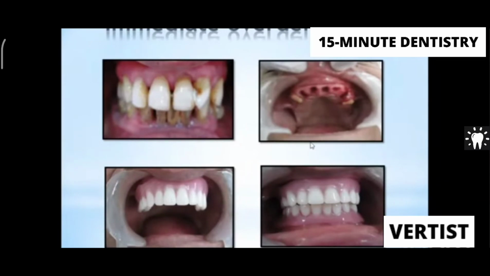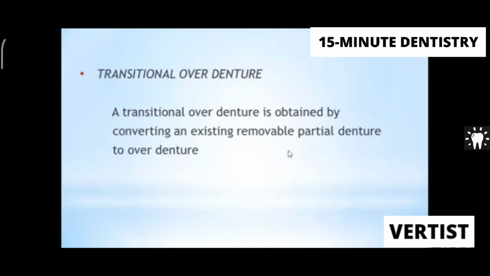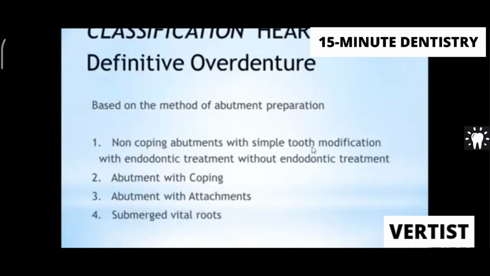So this is immediate denture. There is something called the transitional overdenture, which is nothing but the existing removable partial denture, which can be converted into the overdenture. And then there is a definitive overdenture.